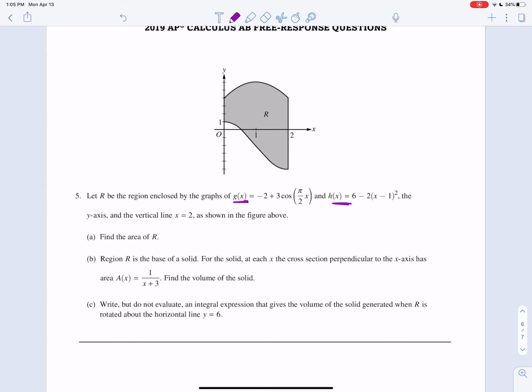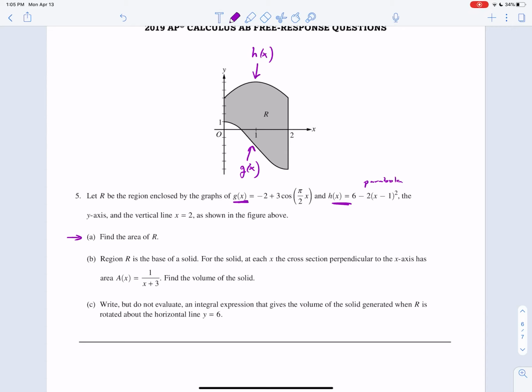So I noticed that h is a parabola because it has a square there. It should be an upside down parabola. So it's enough for me to know that this here is h and this one here is really g. Okay? So just keep that in mind. You do have to kind of use that reasoning there.